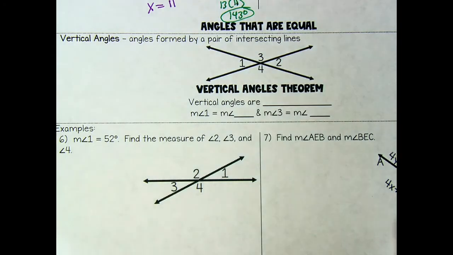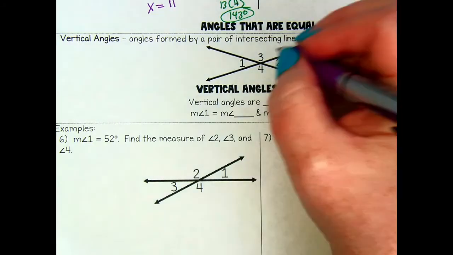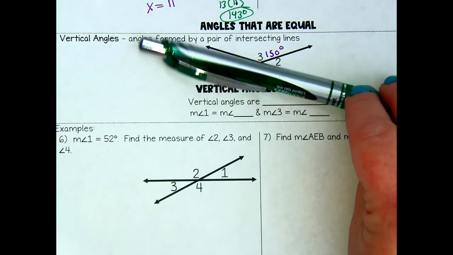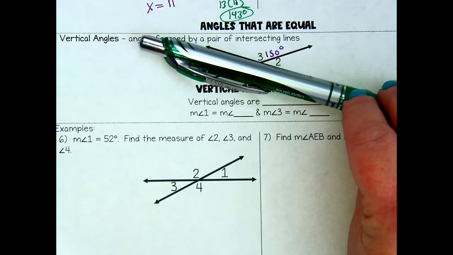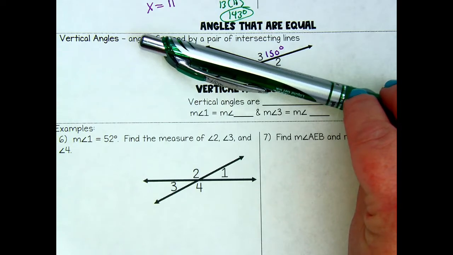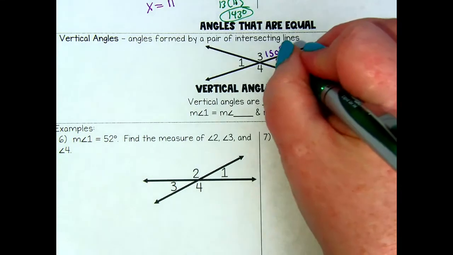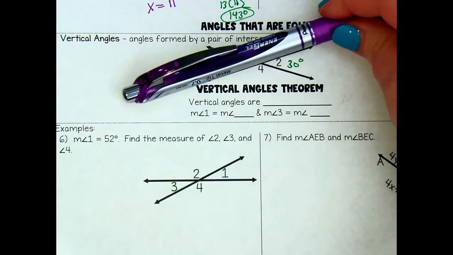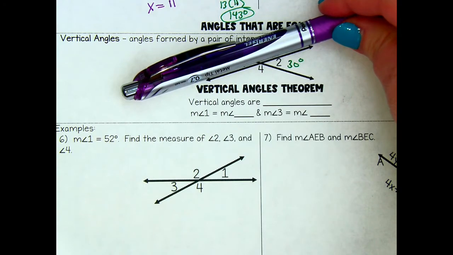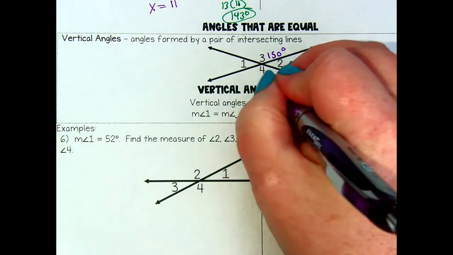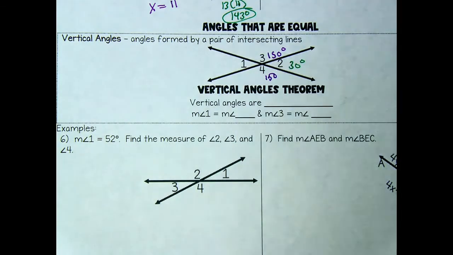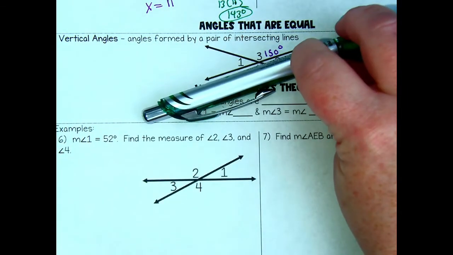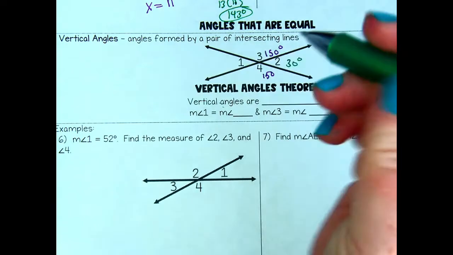If we look at this and I say that angle 3 is, let's say, 150 degrees. Angles 3 and 2 form a linear pair, so I know they add up to 180 degrees, which lets me know that angle 2 is going to be 30 degrees. And then, if I look at it this way, angle 2 and angle 4 form a linear pair, which means angle 4 is going to be 150. And then again, angles 1 and 3 form a linear pair, and angle 1 is going to be 30 degrees.